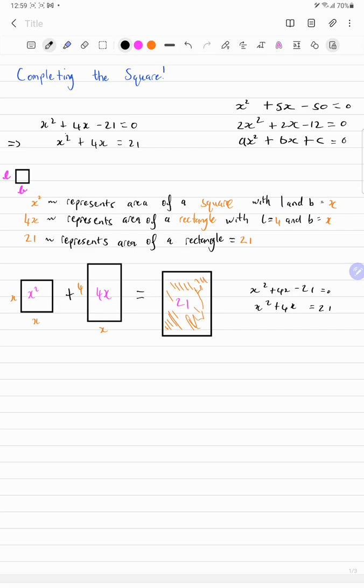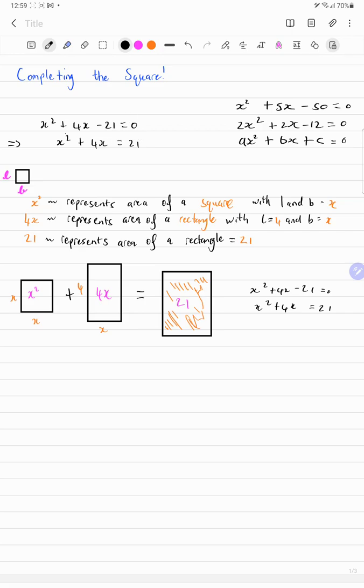So first things first, the convention that we'll be using is that length is vertical and breadth is horizontal. We all know that the first step in completing the square is to get your constant term to the right. So the quadratic that I'm working with is x squared plus 4x minus 21 equal to 0. Moving my constant term to the right, I'll have x squared plus 4x is equal to 21.